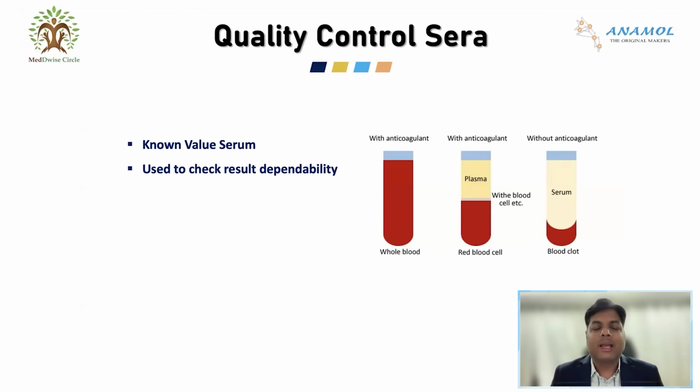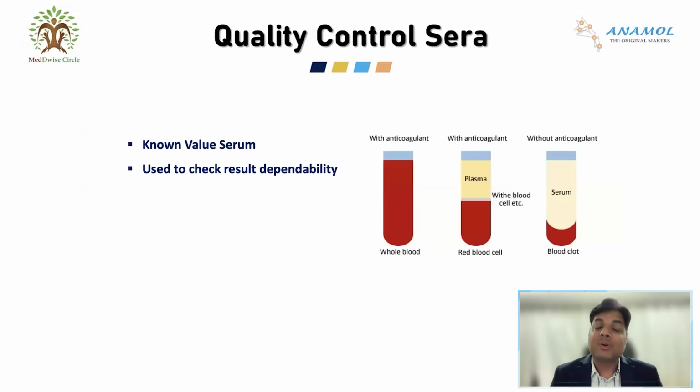Hypothetically, if I want to calculate the value of glucose in a patient sample, then until and unless I have a known value, that means a sera or an artificial liquid in which the value of glucose is already known to me, I will not be able to calculate the value of unknown sample. So quality control sera is used to calculate the value of unknown sample of any particular analyte.